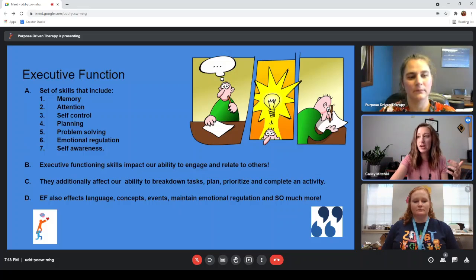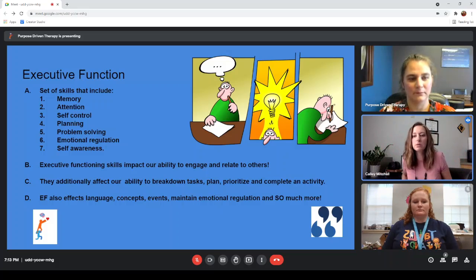So executive functioning is all your brain, okay? It happens up in the front part of your brain. It has to do with memory, attention, self-control, planning, problem solving, emotional regulation, self-awareness, okay? Executive functioning is kind of a buzzword in some circles right now, but it's a really critical skill for everything, and it pulls together language and sensory processing pretty closely.